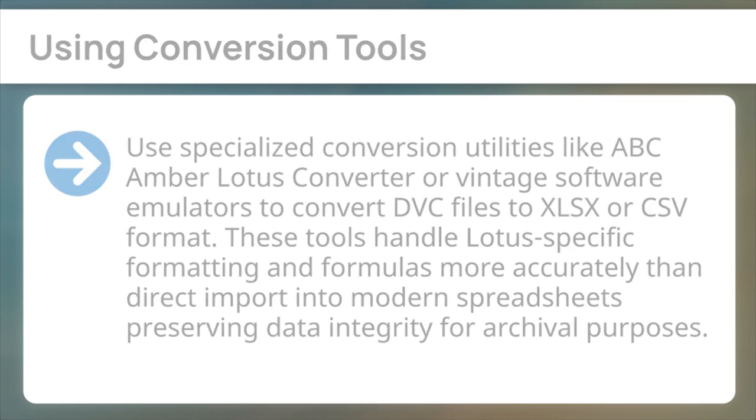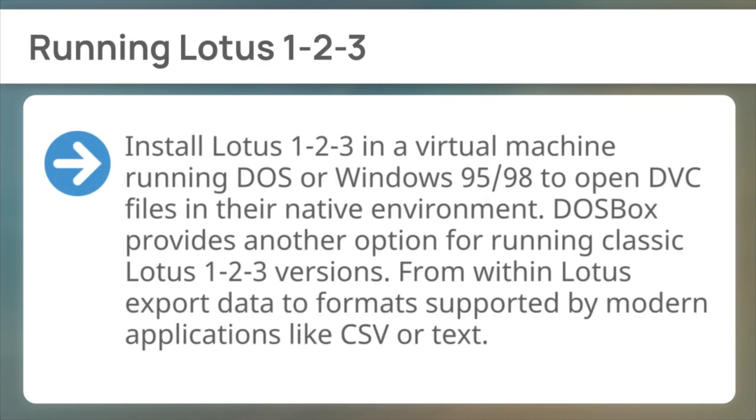Finally, running Lotus-123. Install Lotus-123 in a virtual machine running DOS or Windows 95-98 to open DVC files in their native environment. DOSBox provides another option for running classic Lotus-123 versions. From within Lotus, export data to formats supported by modern applications like CSV or text.